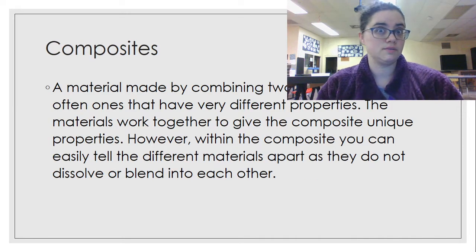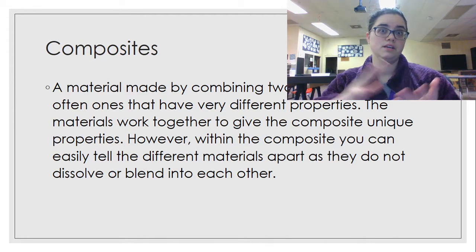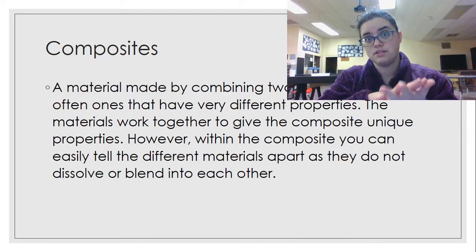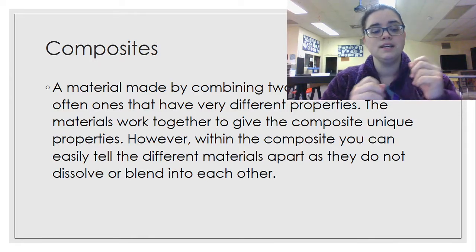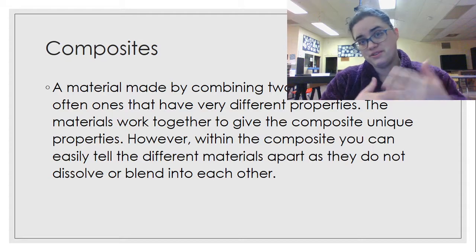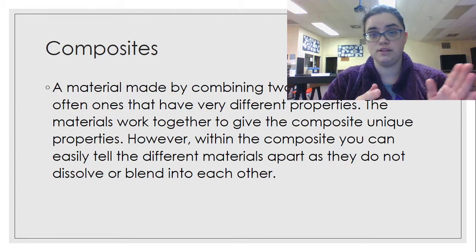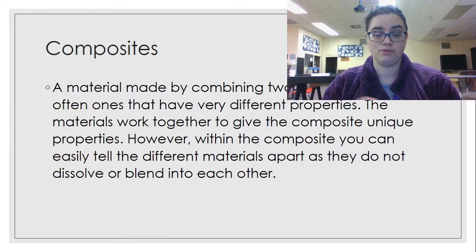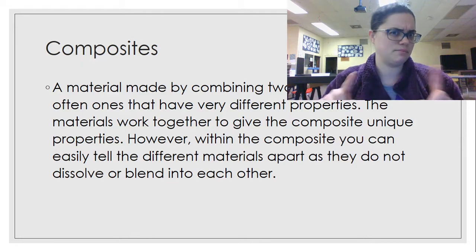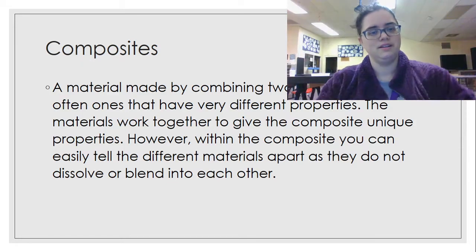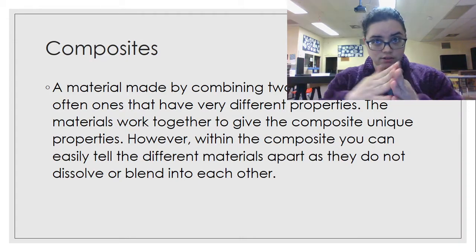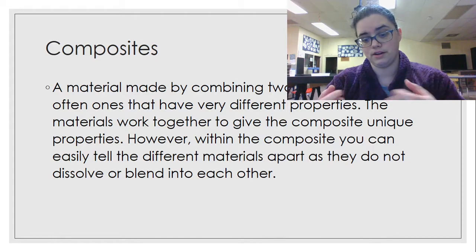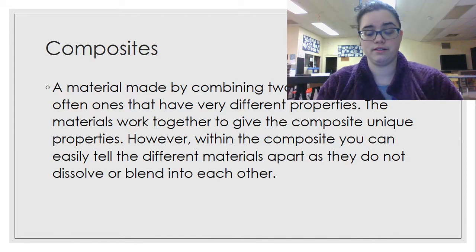Then you can have composites, which are combinations of two or more materials. Usually you take two things with different properties and put them together so that you get some of each of the different materials' properties together in one material. Within the composite material, you can easily tell the difference between the components. It's not like when you dissolve sugar in water, where you can't really see the sugar particles anymore. But if you stir sand into water, you can see the sand particles floating around until they settle. So when you have a composite, you can tell what parts of it are which. They don't blend together and dissolve together. They're not in solution together.